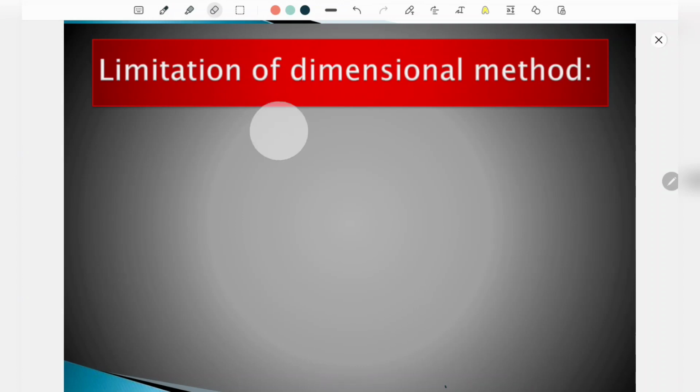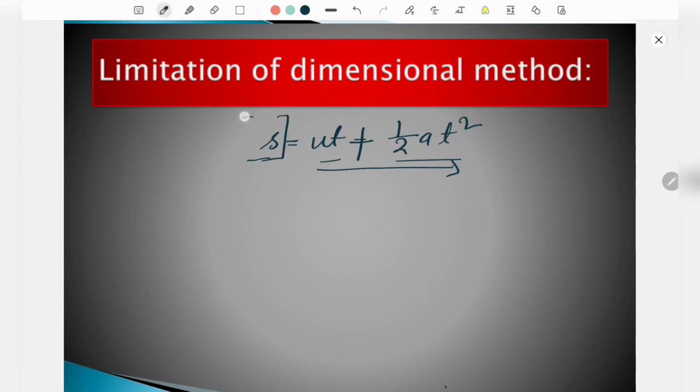Another limitation of dimensional analysis is that, let us take this particular example of the distance traveled in free fall, which is s equals ut plus half at square. In such kind of equations, it is easy to check if the dimension of both the sides match, but it is not possible to get to this equation by only using the knowledge that we have.